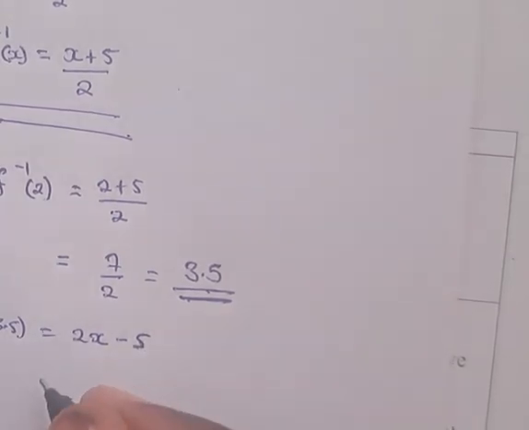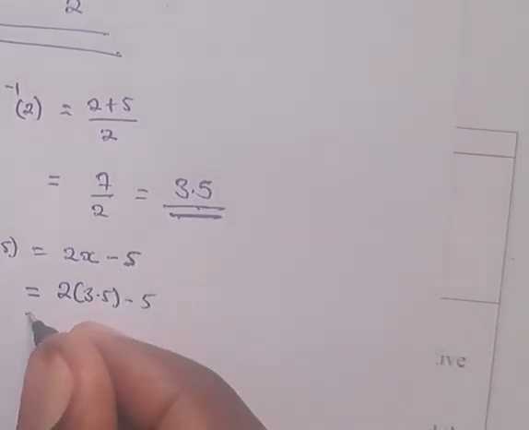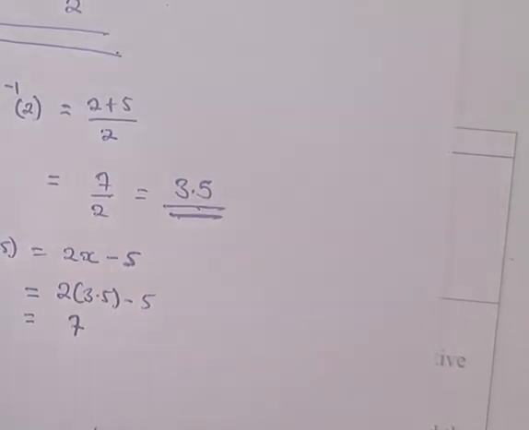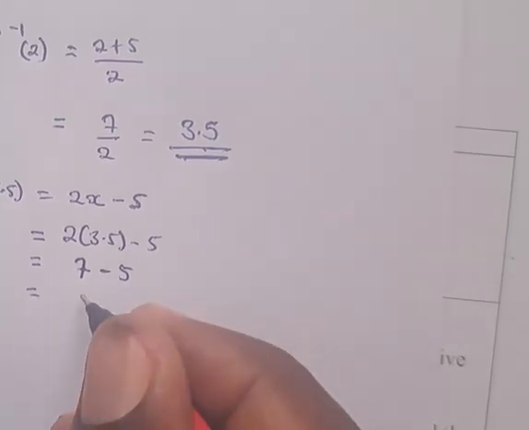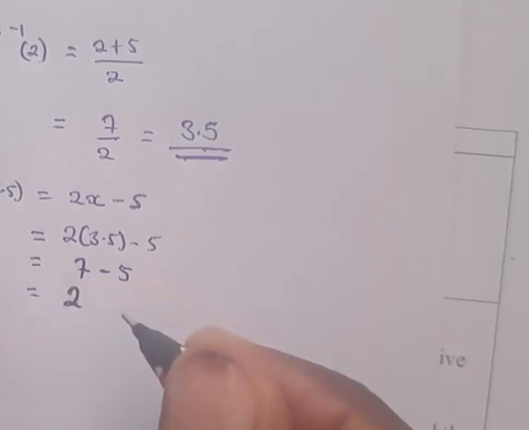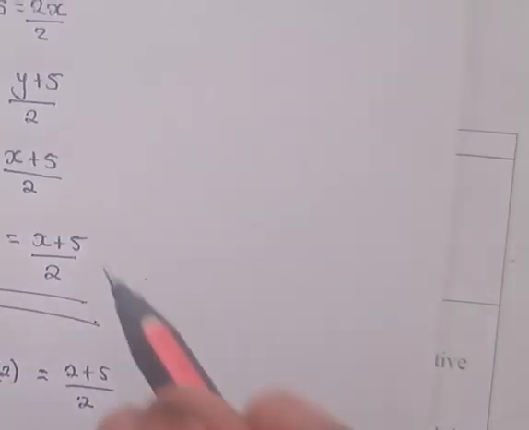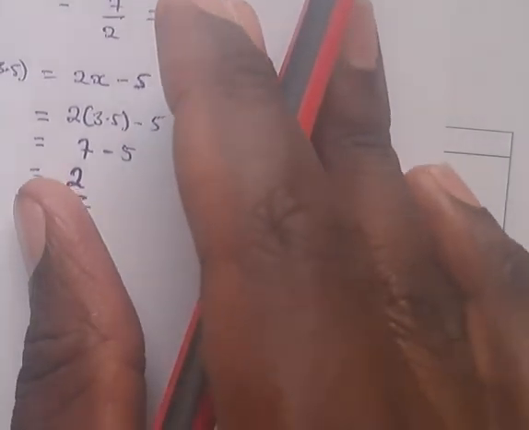Oh, I've put 2x again. Okay, I'll just say 2 times 3.5 minus 5. 2 times 3.5, that is 7, if I'm not mistaken. Yeah, that is 7. Then minus 5. 7 minus 5, that is 5. No, that is 2. 7 minus 5, that is 2. So the solution for this part here, we found that it is 2.